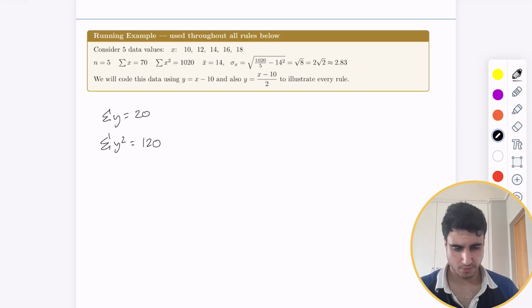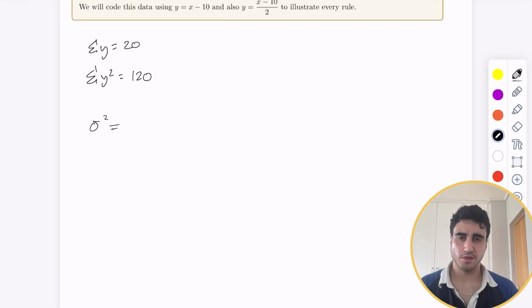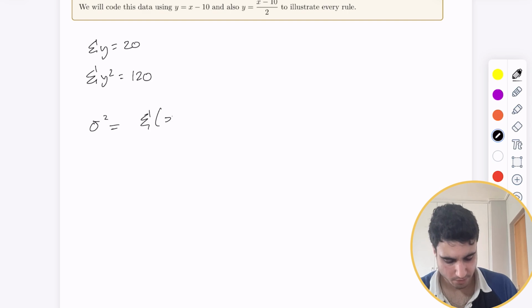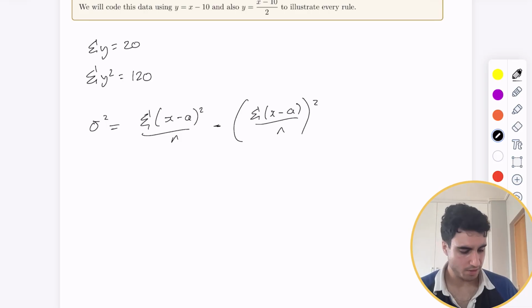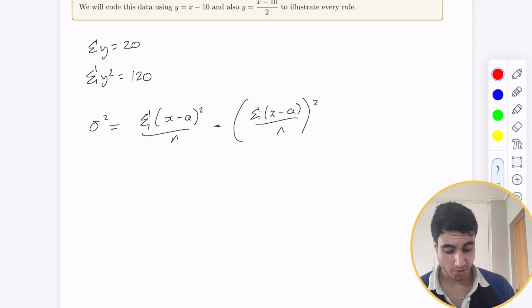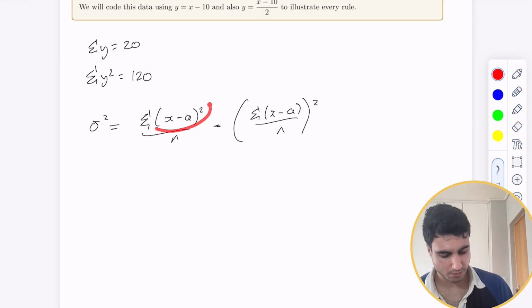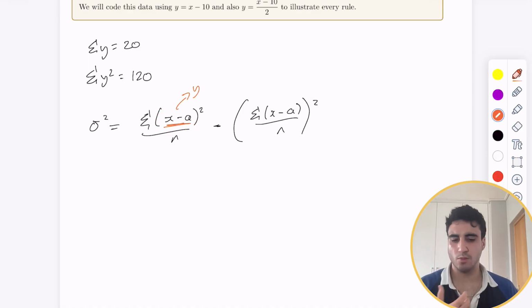Now, let's use our formula here. So we know that the variance is going to equal the sum of (x minus a) squared over n, minus the sum of x minus a over n, squared. Now again, you're probably thinking, oh, you're trying to bamboozle us, it's all confusing. No, because what does this x minus a actually mean? This x minus a is simply y, right? Because remember, y is equal to x minus a.